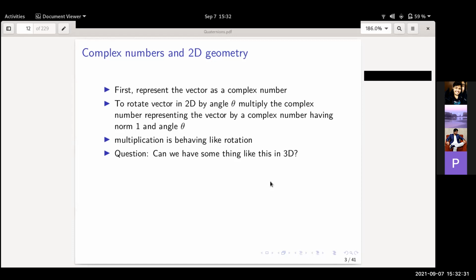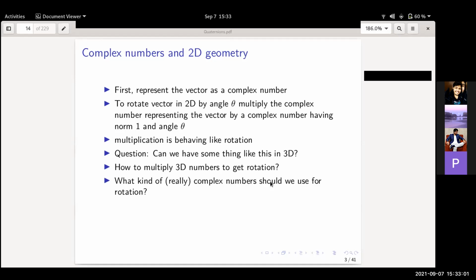We ask the same question: is it possible in the three-dimensional case? I will give you two triplets. Can you multiply them in a special way such that it consistently behaves like a rotation operation? This is actually a very profound question. This is what we are asking. Can we multiply two three-dimensional numbers in a special way, such that it behaves like your real number or complex number? What kind of complex numbers should we use for such rotation?